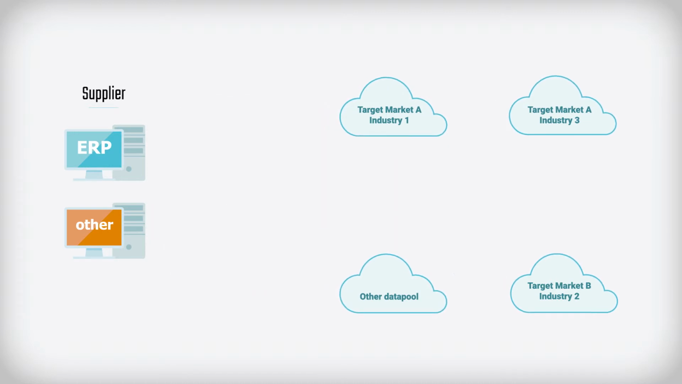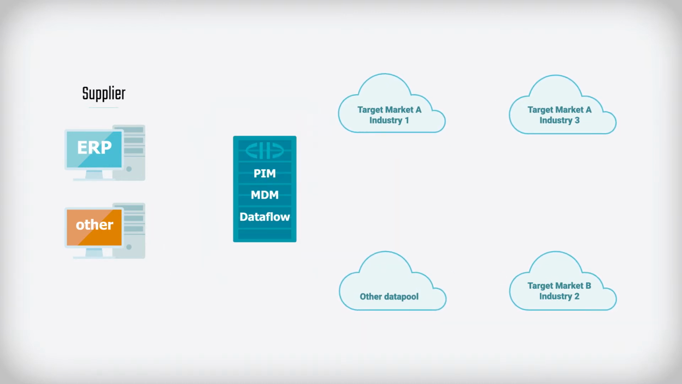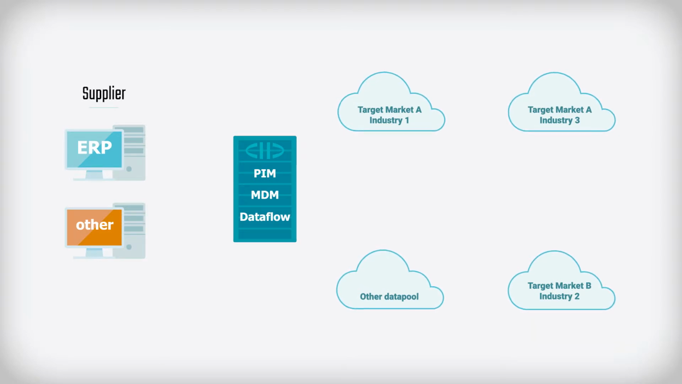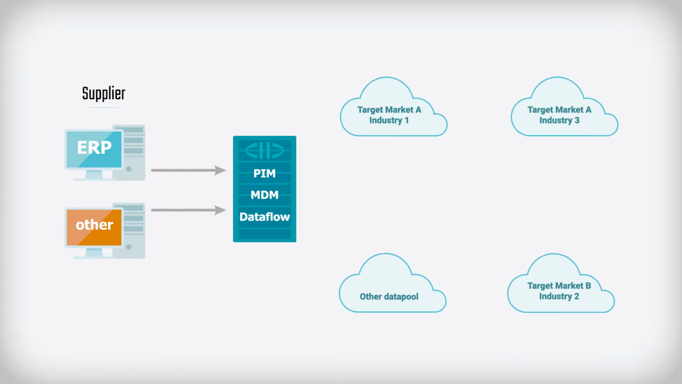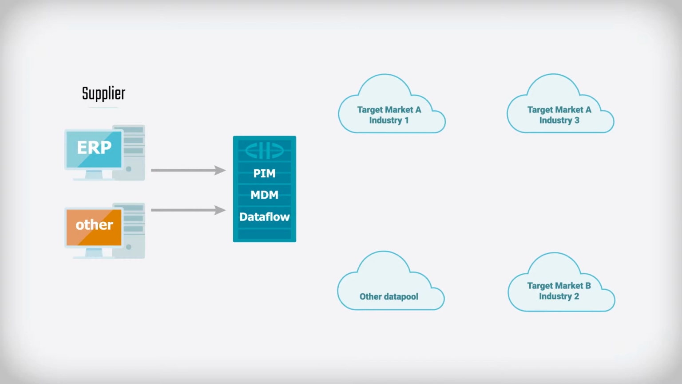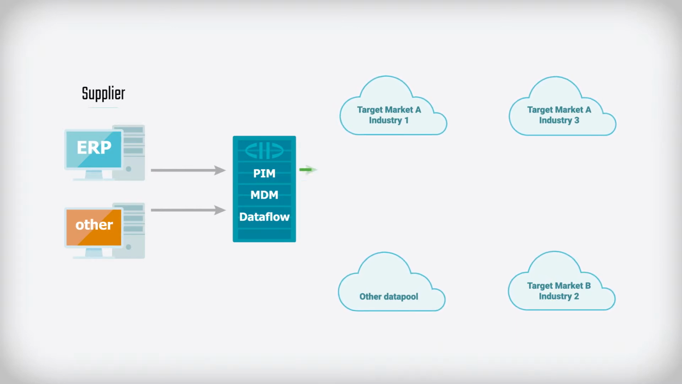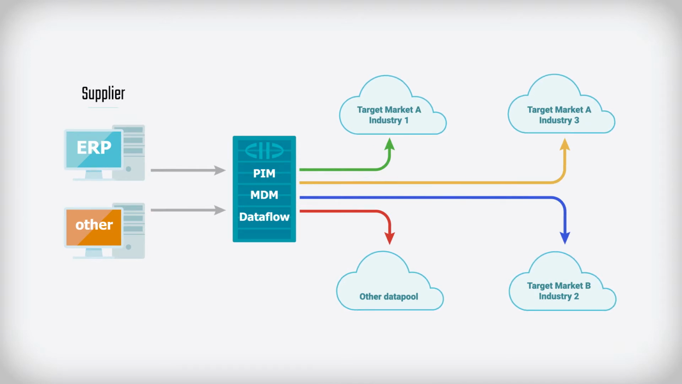To solve this problem, SRC offers the data flow system as part of their PIM and MDM solutions. So, what does data flow do? It's connected to the ERP and other systems. The connection itself is tailor-made and usually needs a one-time implementation. Once it is implemented, changes are not often required. All data now flows from ERP and other systems to the data flow system, which fully automatically distributes the information to any target market or other data pool required.